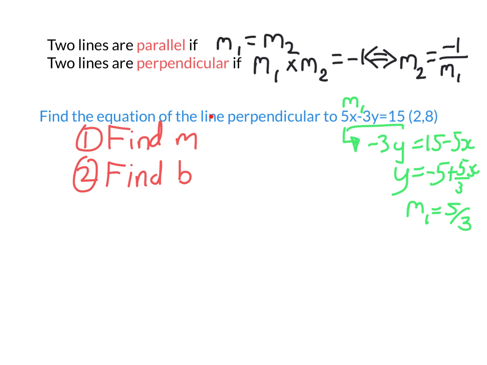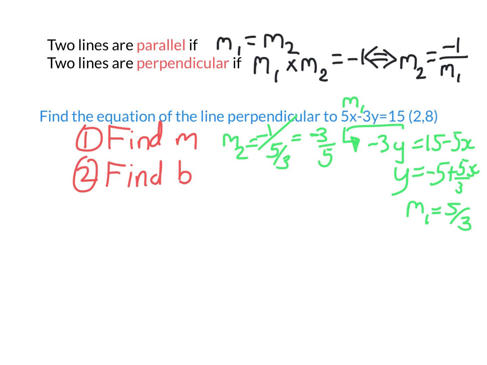So we want a line perpendicular to this one. Well, if two lines are perpendicular, then the second gradient is going to be -1 divided by the first gradient. So the quick way to do -1 over a fraction is you flip the fraction and change its sign. So any line perpendicular to this one will have gradient negative 3 over 5. So that's step 1 done. I found m. Now I'm going to find b.